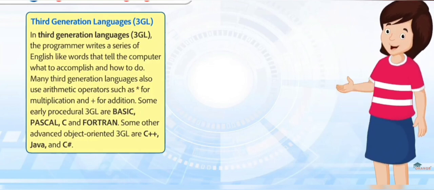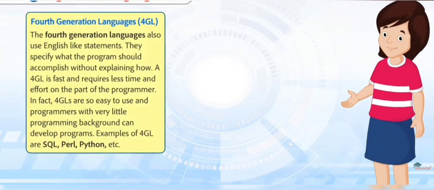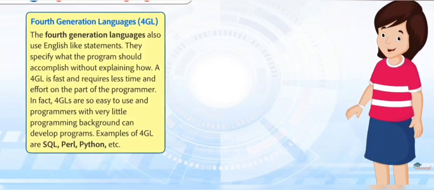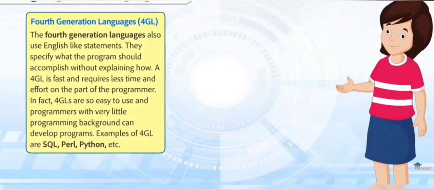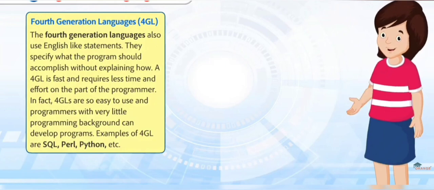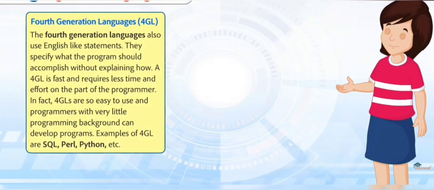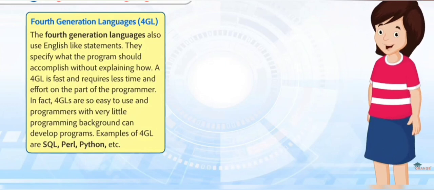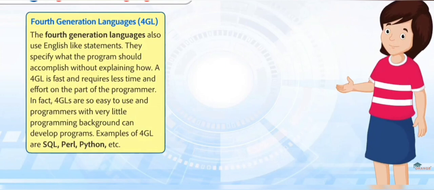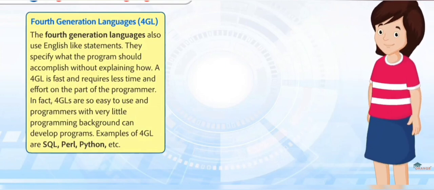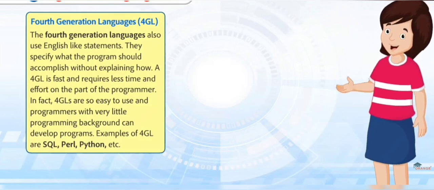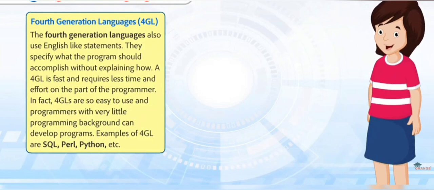Second part, fourth generation language. It also uses English-like statements. In this language, one tells the computer what to do, not how to do it. It means that without explaining how, it is fast and requires less time and effort from the programmer. It is easy to use, that means a person with very little programming knowledge and background can also develop programs. Examples are SQL, Perl, Python, etc.